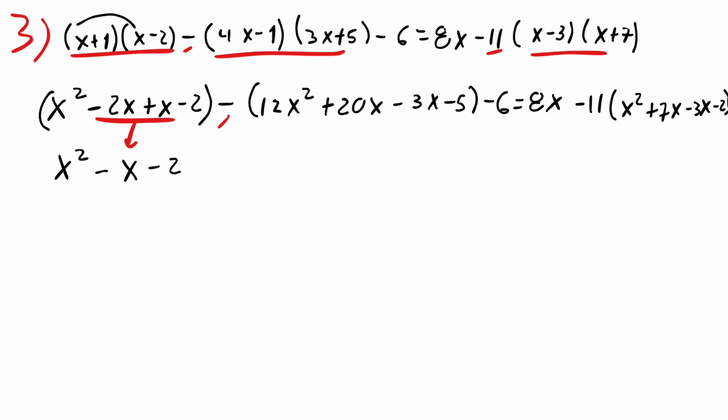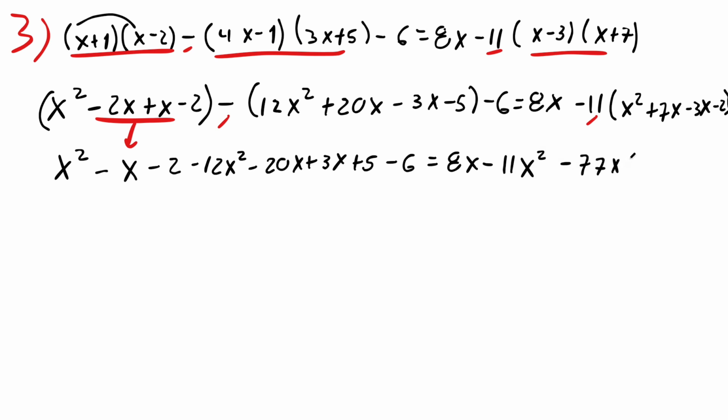And since it is a negative, we change every single sign. Minus 12x to the power of 2 minus 20x plus 3x plus 5 minus 6 would be equal to 8x, and now we apply the distributive property of the terms. In this case, 11. 11 multiplies every single term inside the parentheses. Minus 11x to the power of 2 minus 77x plus 33x plus 231.